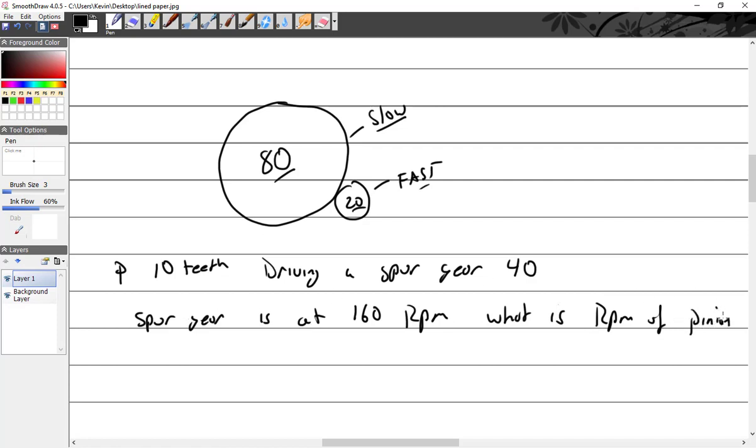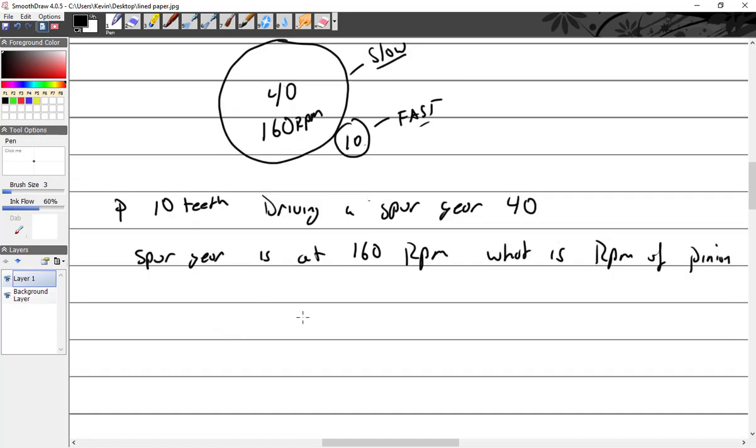Got it? Okay, so I'm going to erase this 60, this 20, and I'm going to write in the right numbers. So I've got 10 teeth, that's the pinion, driving this spur gear with 40 teeth. This one is going how fast? 160 RPM. Okay, 3 things are known. You've got to find one.